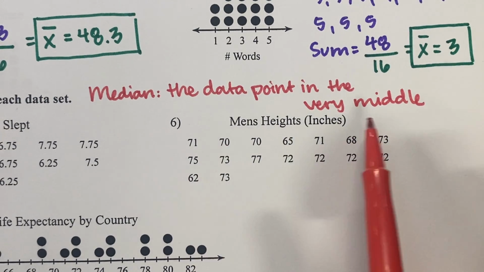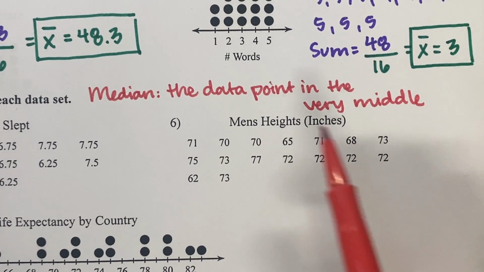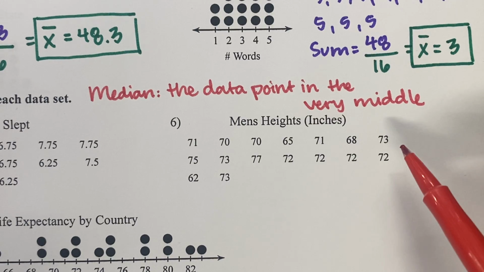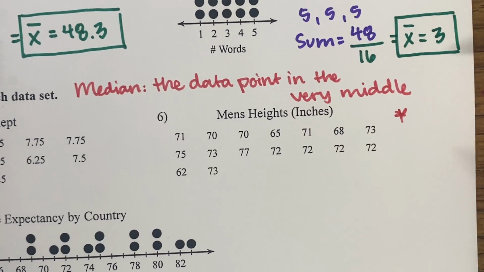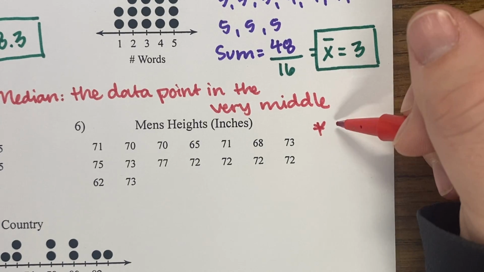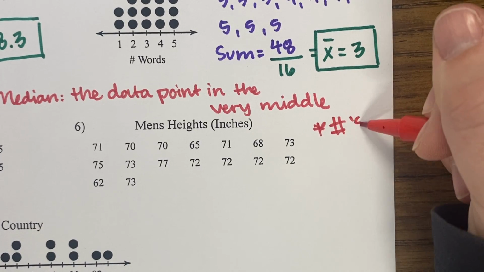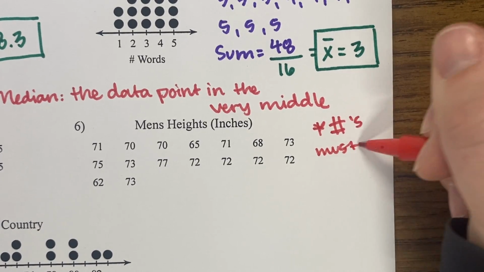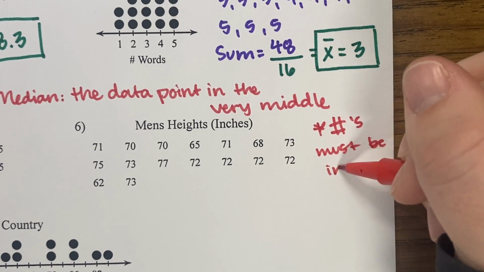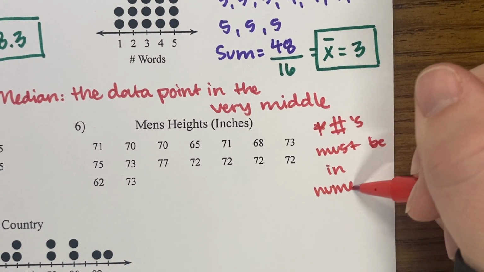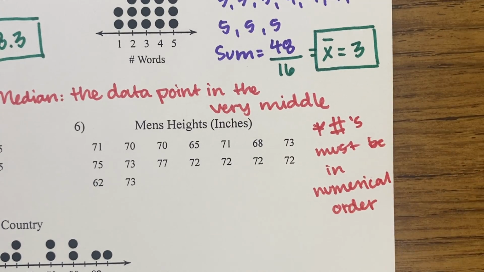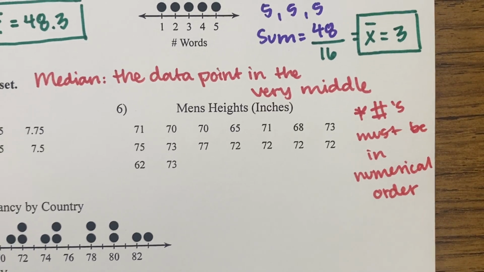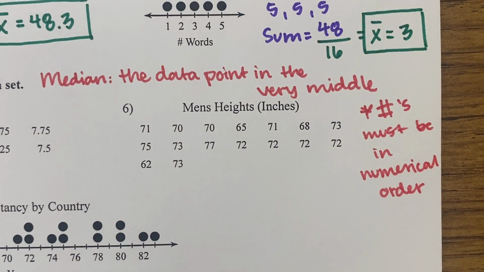Okay, so in order to find the very middle, you have to organize the numbers in numerical order. Let's make that note over here: numbers must be in numerical order, meaning they have to be listed from the smallest number to the largest number.